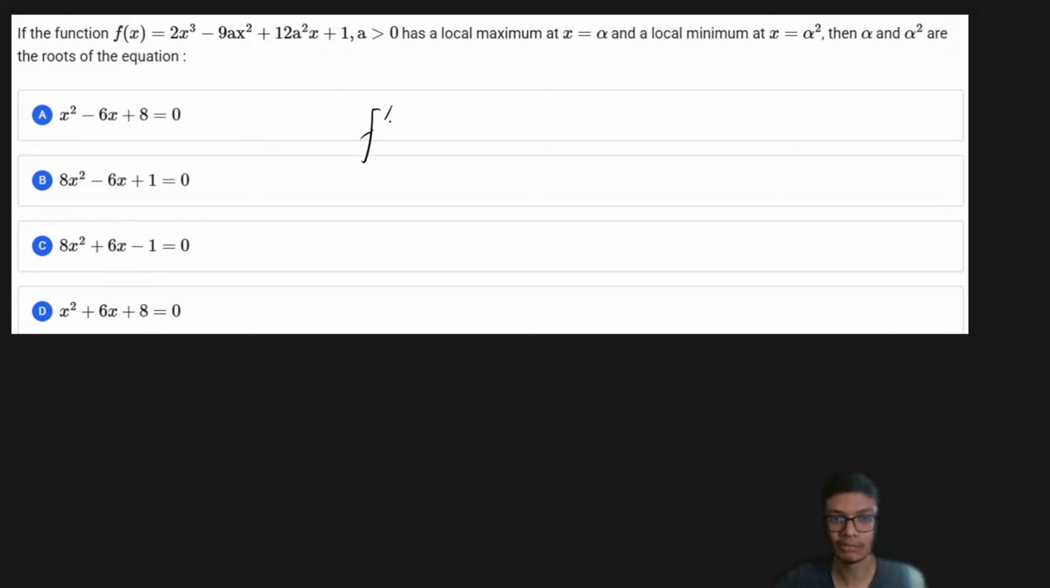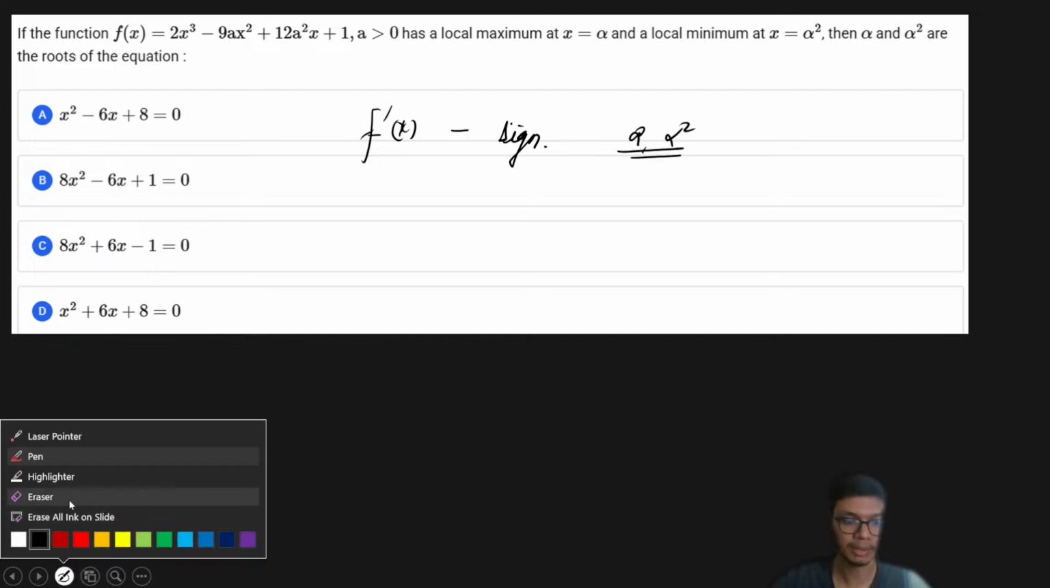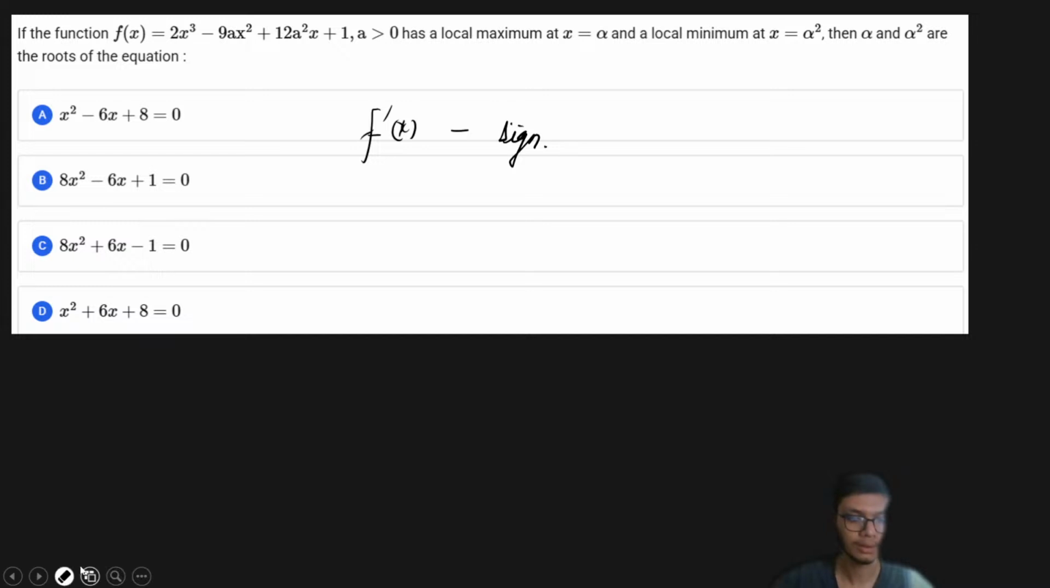You have to first of all find the f dash of x and do the sign analysis, and from that you'll get the maxima and minima, right? So from that you will get the maximum and minimum values. All right, I hope you can solve this question.